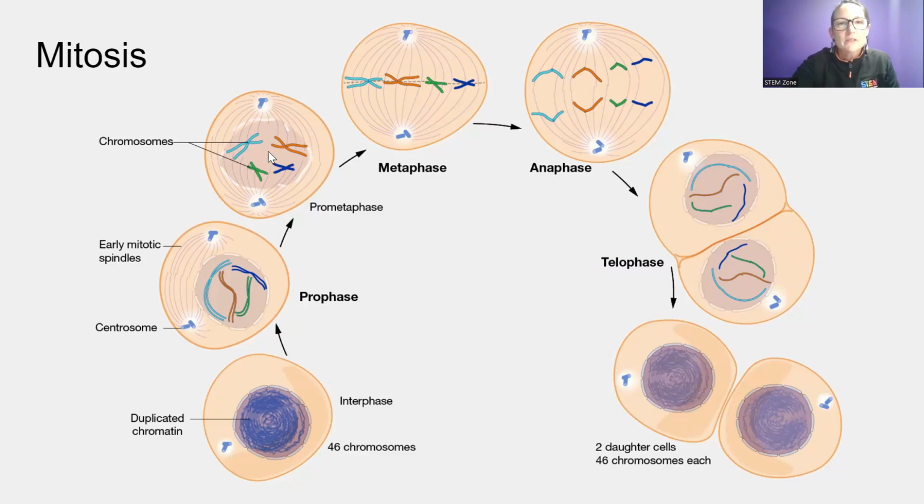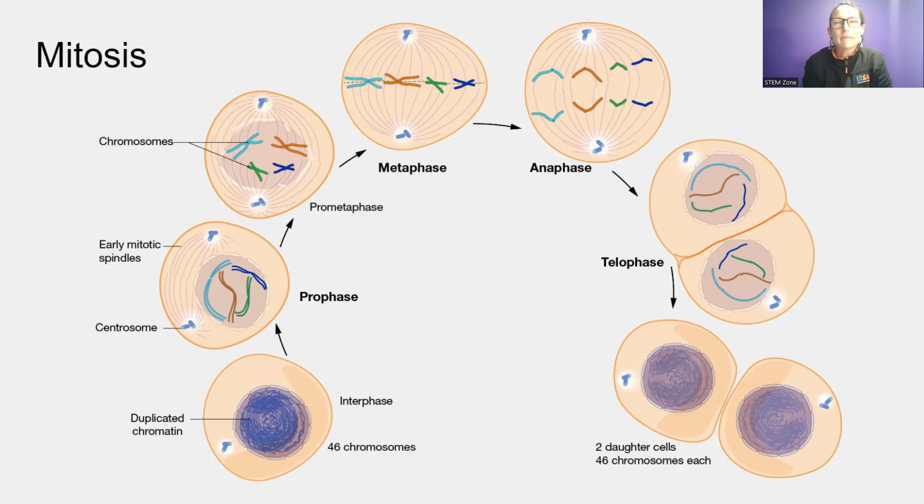Then we see the chromosomes. Along different sections of a chromosome, you'll have a point where the two sister chromatids are connected. That's called the centromere. The spindle fibers will come along and attach to a chromosome at the centromere.